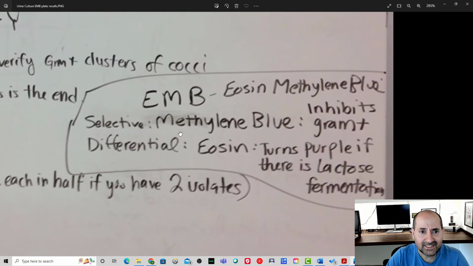Next, we had the EMB test. This stands for eosin methylene blue test. The selective agent here is methylene blue, which inhibits gram-positive growth but selects for gram-negative growth. The differential agent is eosin, which turns purple if there is lactose fermentation.